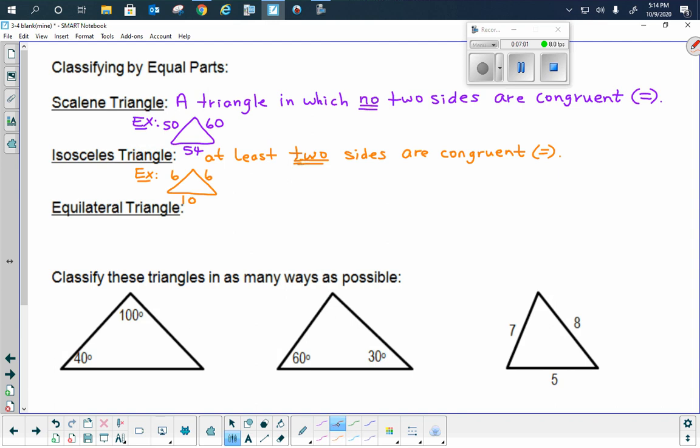And then next, let's go with equilateral triangle. In an equilateral, just like the word says, equi for equal, all sides are congruent. All sides are congruent or equal.